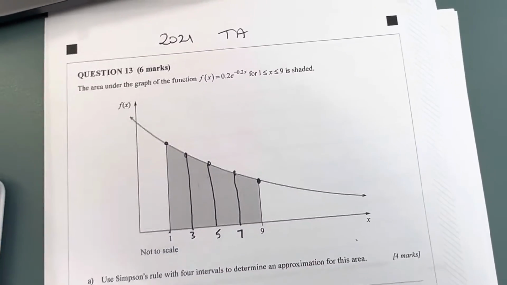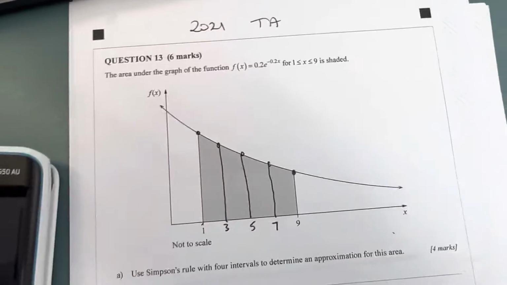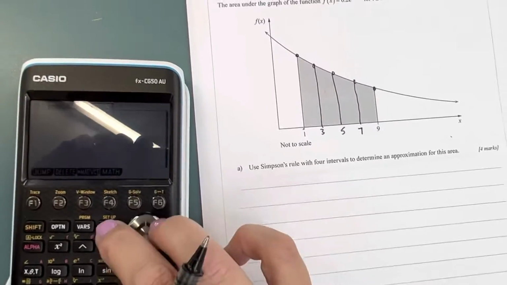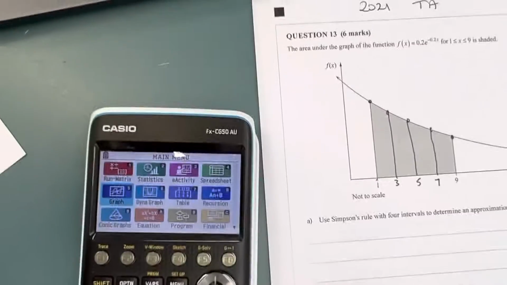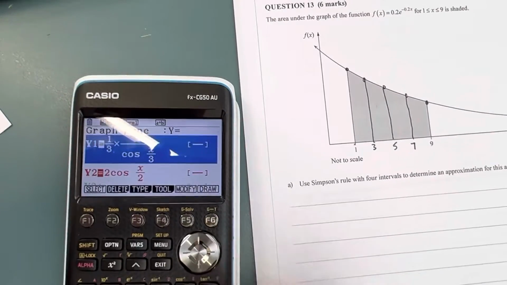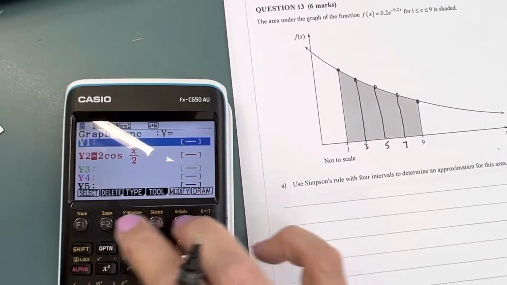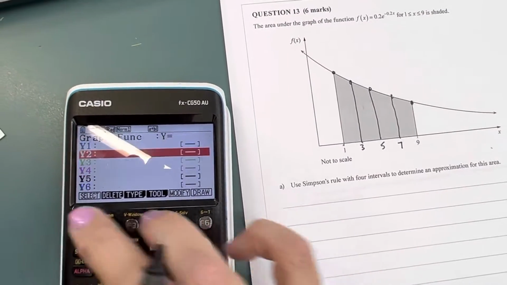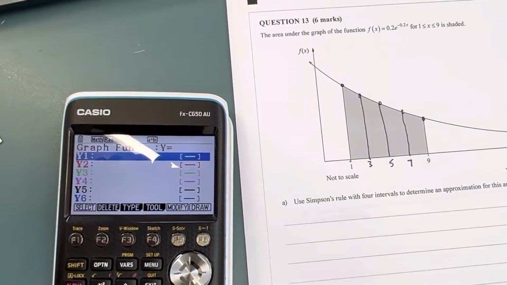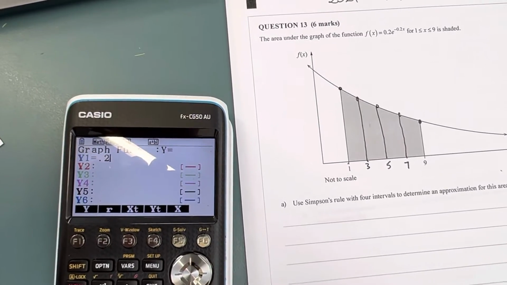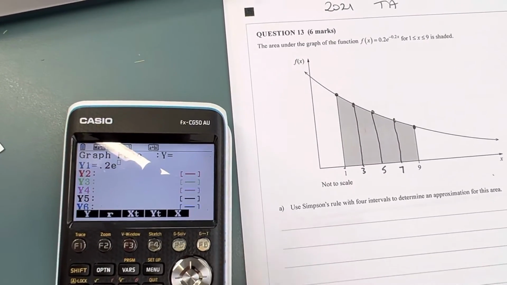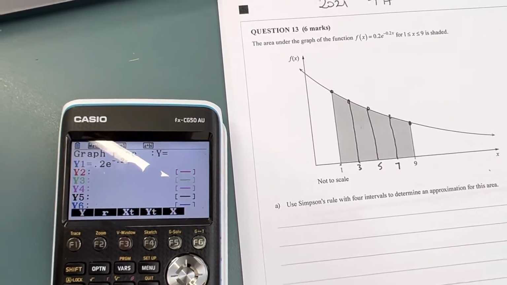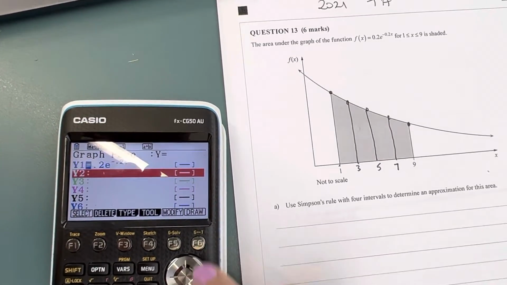Now you could just sub in 1, 3, 5, 7 and 9, which would take a little bit of time either way. What I'm going to do is a different way. I'm going to go to graph on my calculator. Let me just delete previous things. So I'm going to put in 0.2e^(-0.2x), and I'm going to graph it.